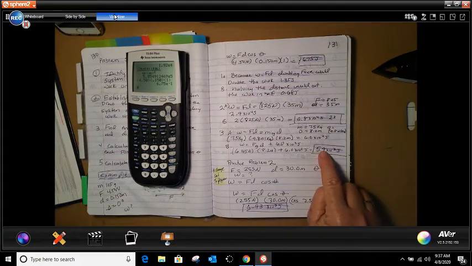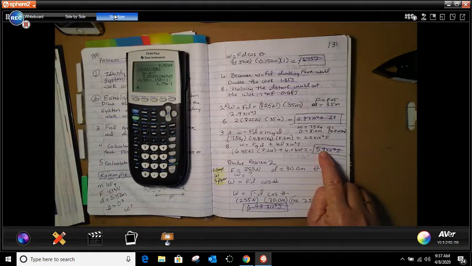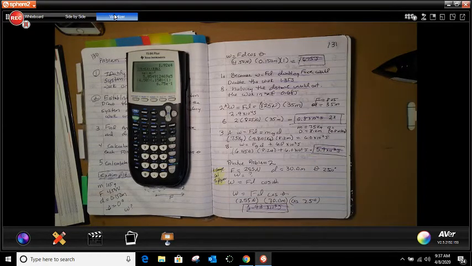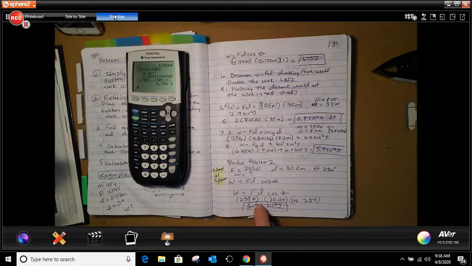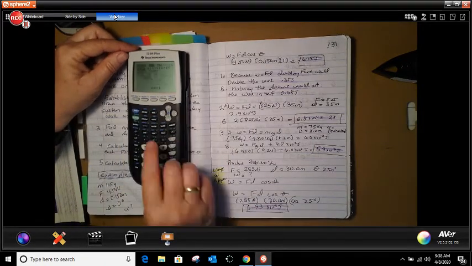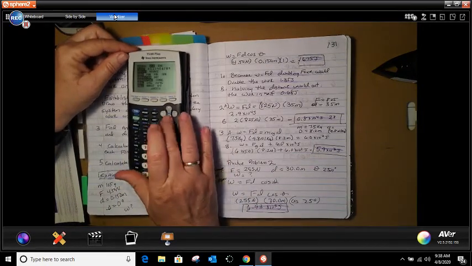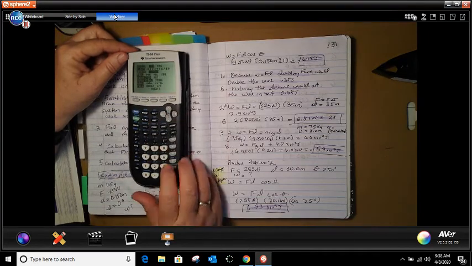Okay, then we have practice problem 2 on page 269. It says, a sailor pulls a boat a distance of 30 meters along the dock using a rope at a 25-degree angle. What is the horizontal, and how much work is done on the boat? So here's my force, here's my distance, here's my angle, and now is when I'm going to change my calculator to degree. So you will go down and change it to degree.